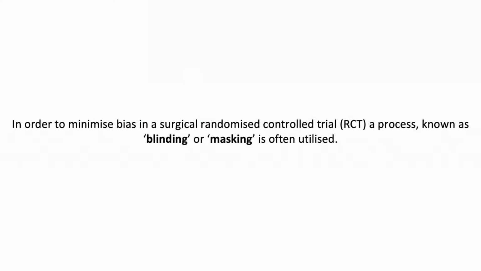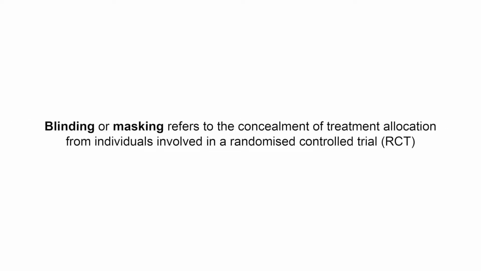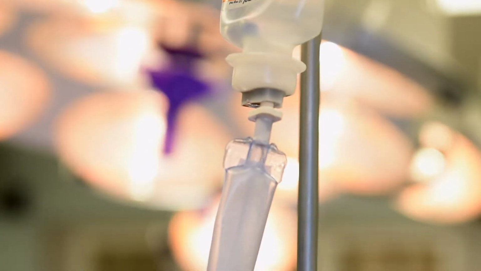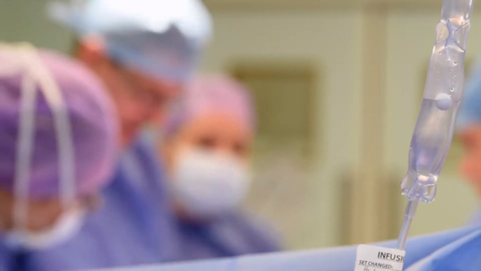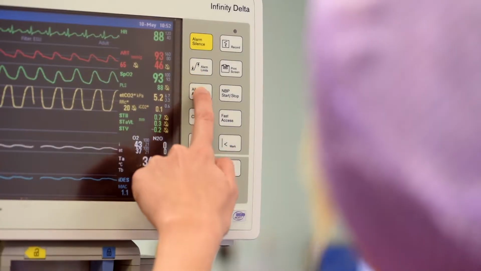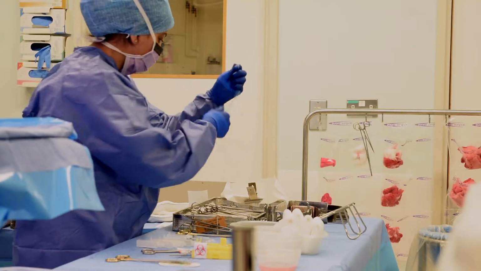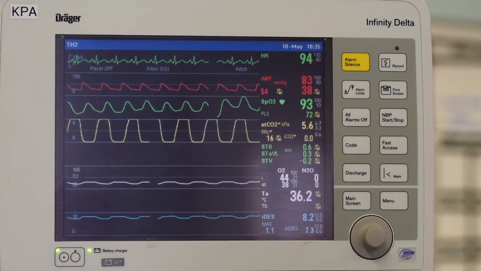In order to minimize bias in a surgical randomized controlled trial, a process known as blinding is often utilized. The term blinding refers to the concealment of treatment allocation from individuals involved in the study. Many different individuals can be blinded, such as the personnel involved in delivering the intervention, patients participating in the study, outcome assessors, and data analysts. This video will focus on the blinding of patients.